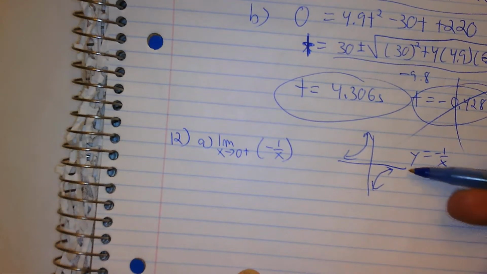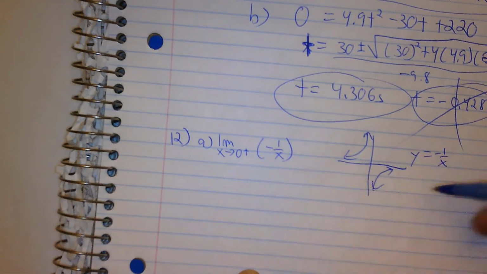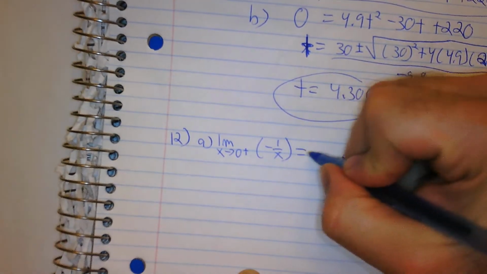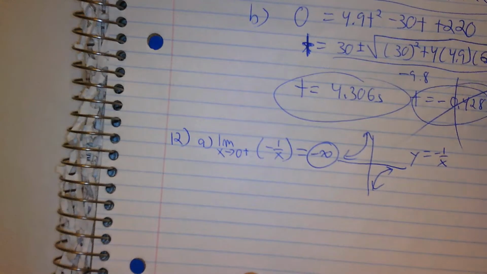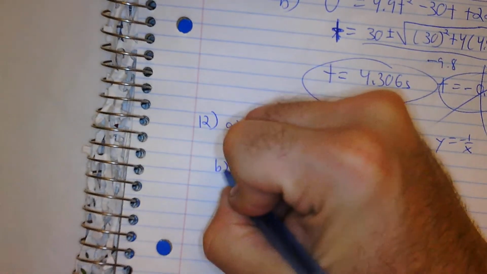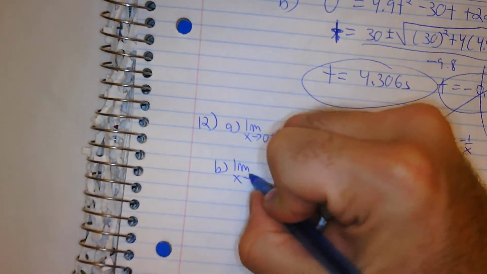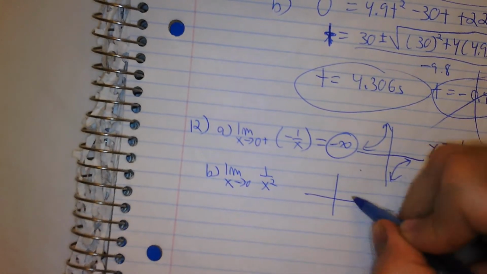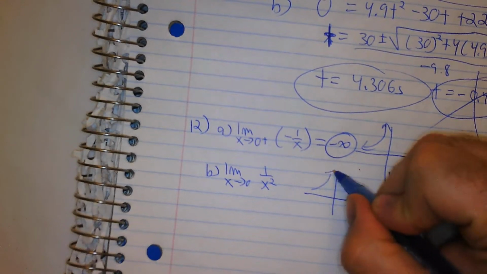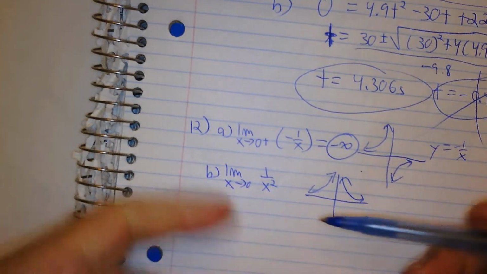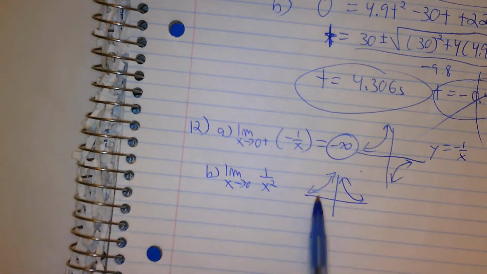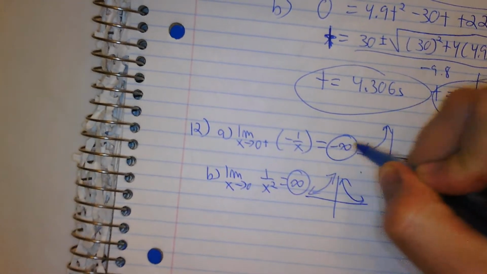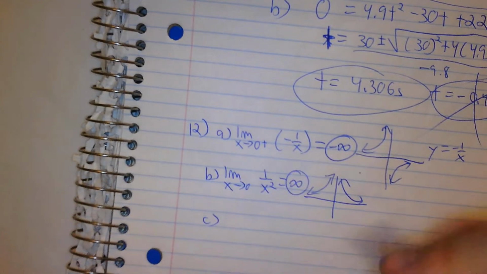Now I'm going to approach 0 from the right-hand side and see where my y values go. Where are they going to? Negative infinity. That's it. Part B says, what is the limit as x approaches 0 of 1 over x squared? You know what this thing looks like. This is the volcano function. Well, as a two-sided limit, as x approaches 0 from both directions, f of x approaches infinity. So infinity.